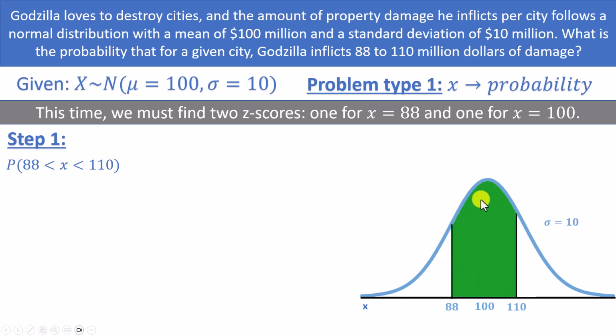And then the shaded region is going to be the probability that we are trying to solve for. So then we can go ahead and do step number 2, which is to find our z-score. But in this case, there's going to be 2 different z-scores, one for the 88 and one for the 110.